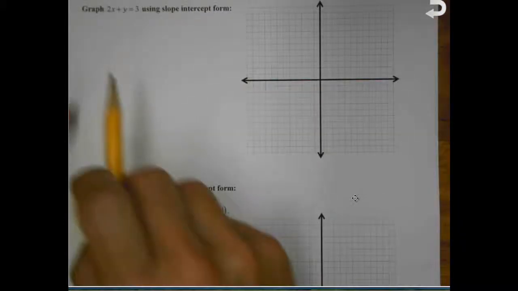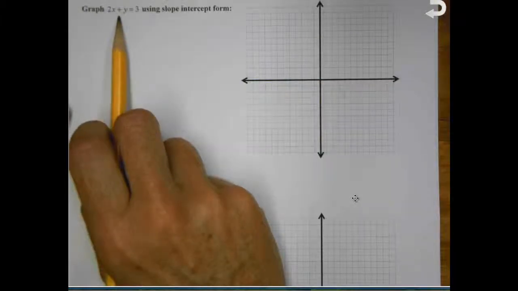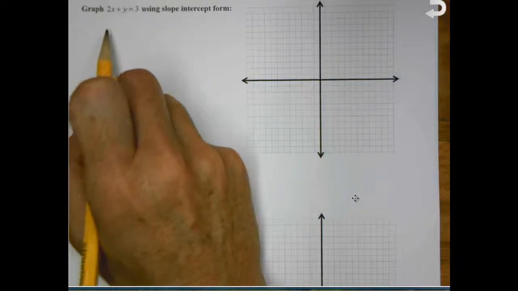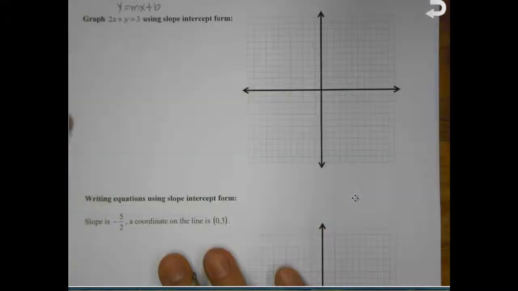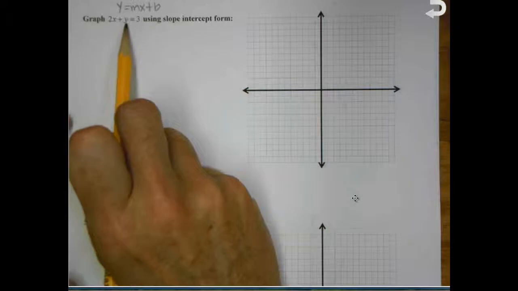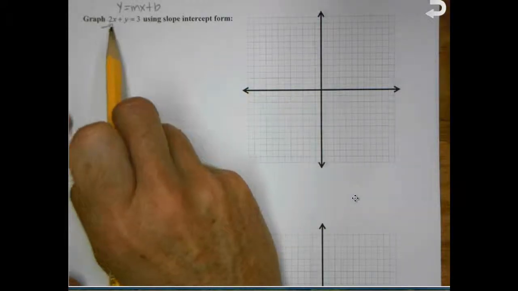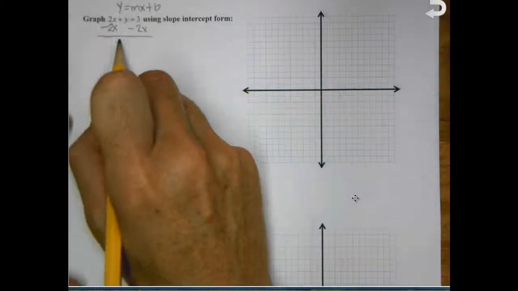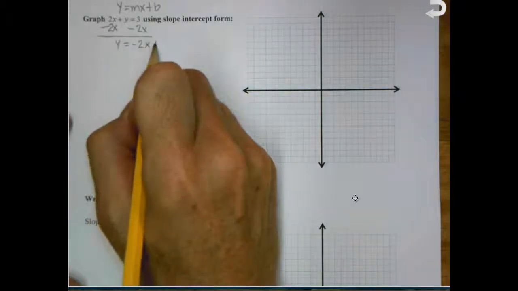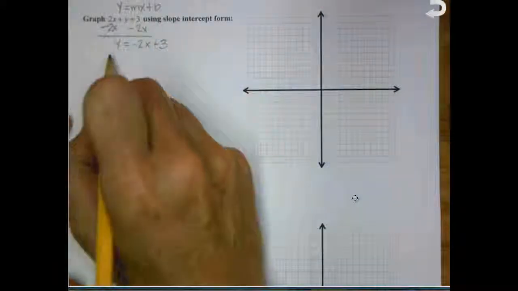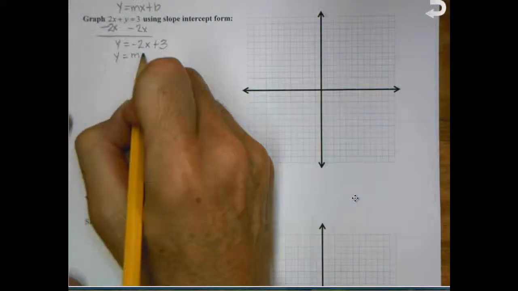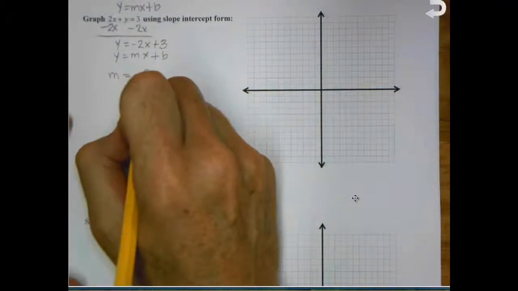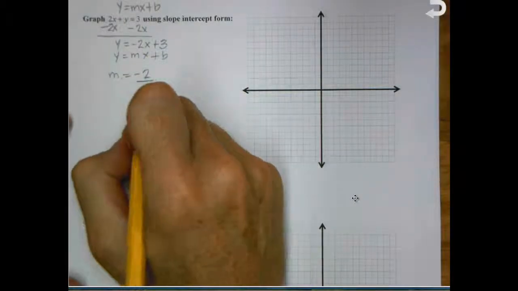Let's look at another one. I want to graph this equation using the slope-intercept form. So I want it in y equals mx plus b form again. I'll write that there. Y equals mx plus b form, and it's not solved for y yet. So if I subtract 2x from both sides, I think it will be very quickly solved for y equals negative 2x plus 3. Now this is in my y equals mx plus b form, so my m is negative 2, which is the same thing as negative 2/1.